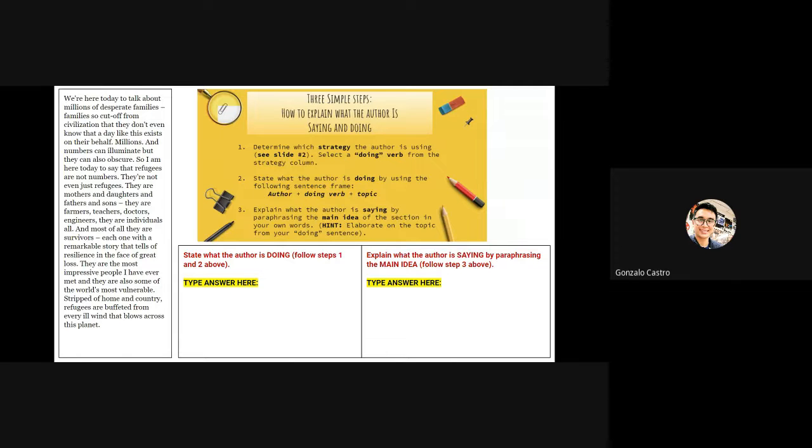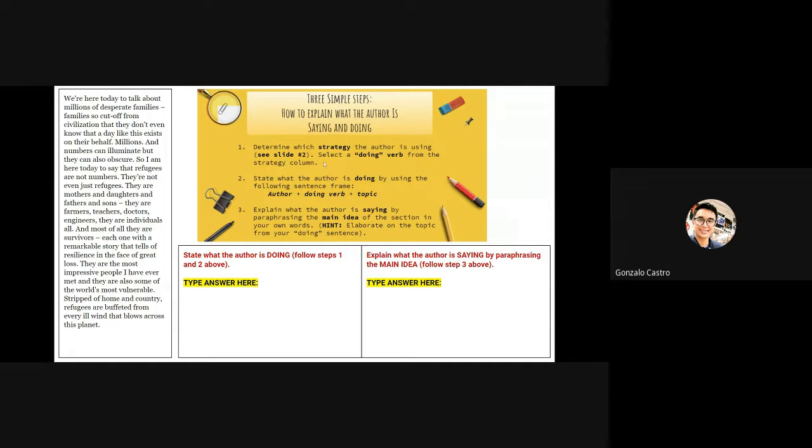So now that we've read this section, notice how she repeats the word refugees several times. She repeats the word families several times. In the middle of the section, she says that refugees are mothers and daughters and fathers and sons, farmers, teachers, doctors, engineers, individuals, survivors. So she's basically describing what the refugees are like. She's giving us different examples of people who could be refugees.